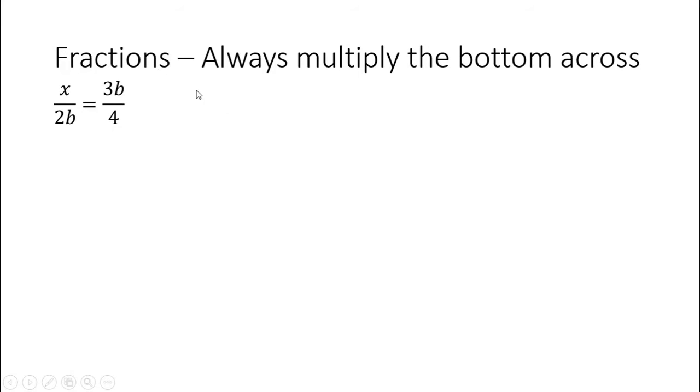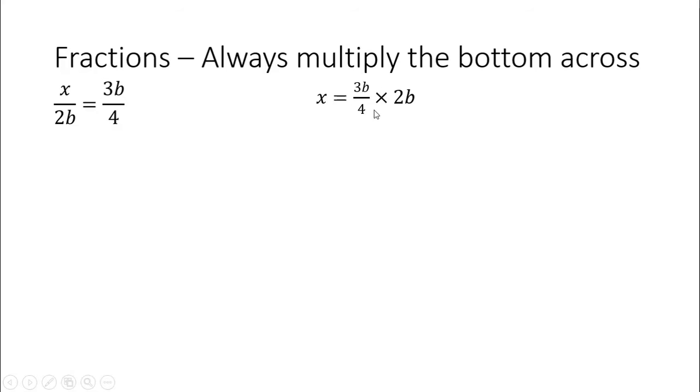Okay, next one. Here we're dealing with fractions where I'm starting you out with a pair of fractions. Always multiply the bottom across, because a fraction is a division. X is being divided by 2b. So if I take the 2b to the other side, I will multiply it on the other side. So I've got x is equal to 3b over 4 times 2b.